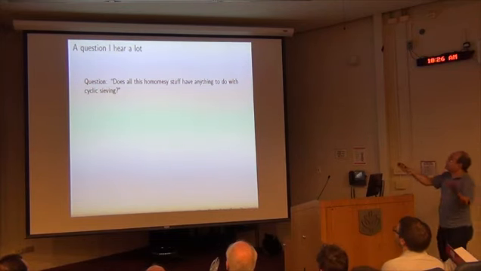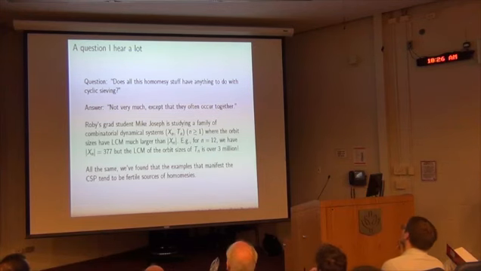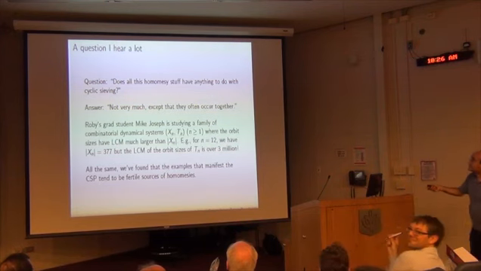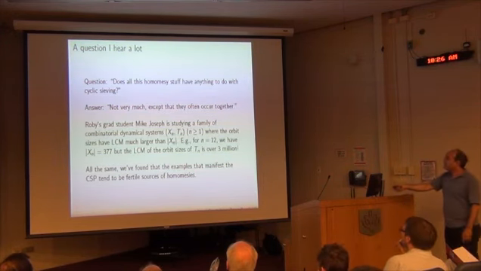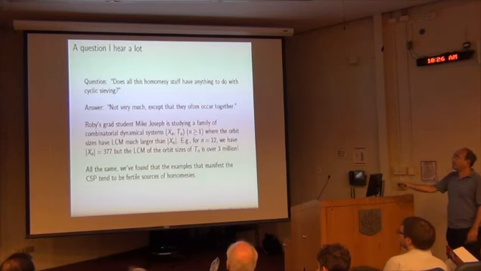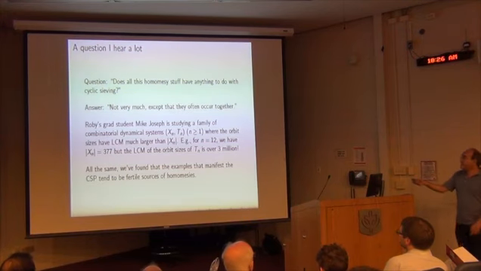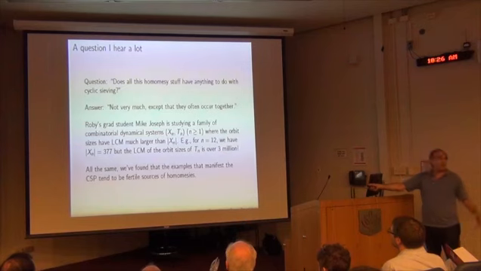Question I hear a lot is, does all this homomesy stuff have anything to do with cyclic sieving? Answer, not much, except they often occur together. Roby's grad student Mike Joseph, raise your hand, Mike. There. He is studying a family of combinatorial systems, one of which, for instance, the set on which it's acting has 377 elements, but the LCM of the orbit sizes is over 3 million, so the smallest cyclic group that can reflect that orbit structure is a cyclic action of order over 3 million, much, much larger than the set, so it doesn't really look like cyclic sieving.